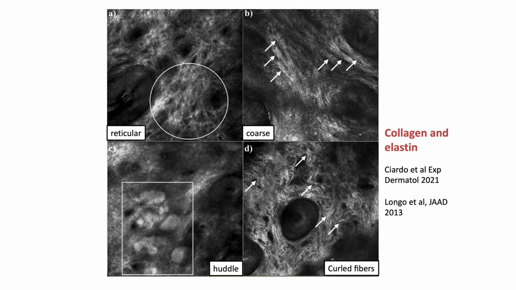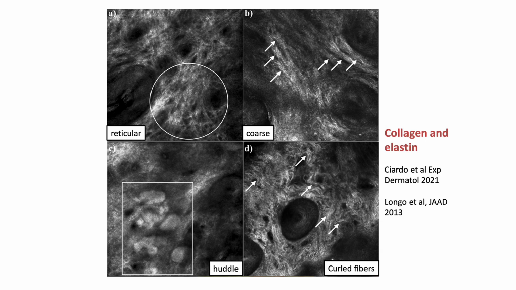So the reticular collagen, as you can see here, is represented by these elongated, long fibers, very well crisscrossed and refractive, while the coarse collagen is represented by these thicker collagen fibers in bundles, and they tend to be shorter and less crisscrossed. Huddle is represented as this roundish collagen, so not really keeping the tightness of the skin.